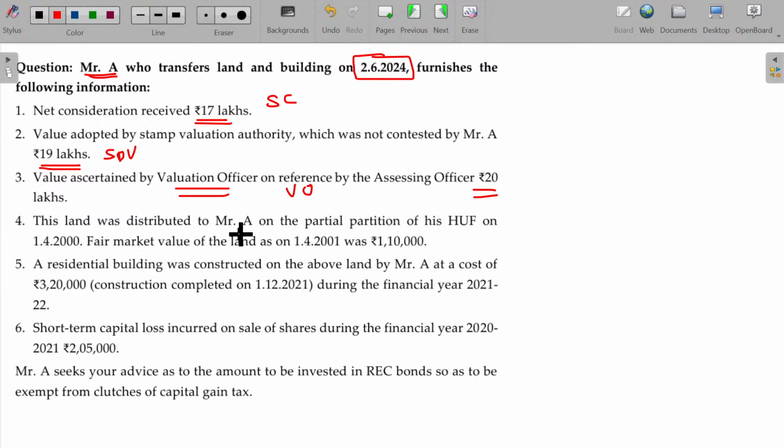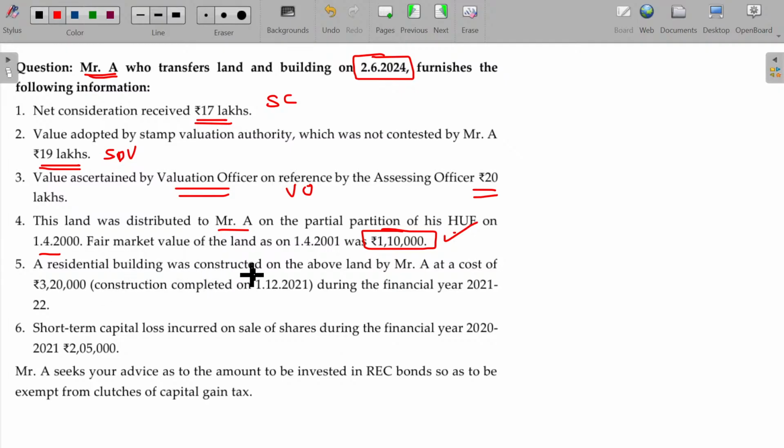And the land was distributed to Mr. A on the partial partition of his HUF on this date. Fair market value will be this one. So the transfer of this house property from HUF to A is as per section 47 transfer. The transaction is not regarded as a transfer. In that case, cost of acquisition will be the cost of acquisition of the previous owner. As cost of acquisition details are not given and the date of acquisition being before 1/4/2001, we can take the fair market value on 1/4/2001 as the cost.